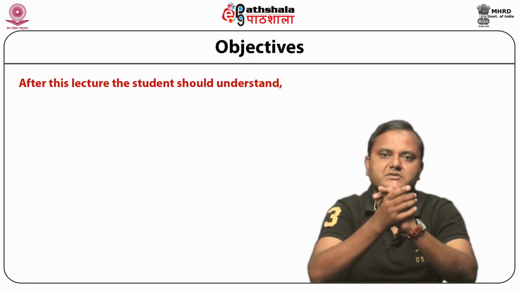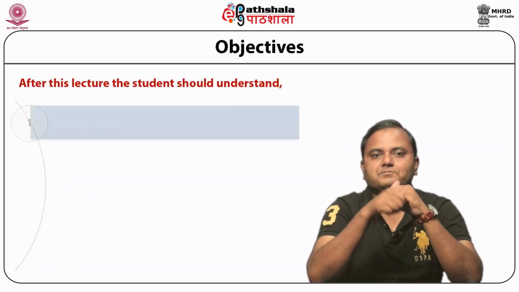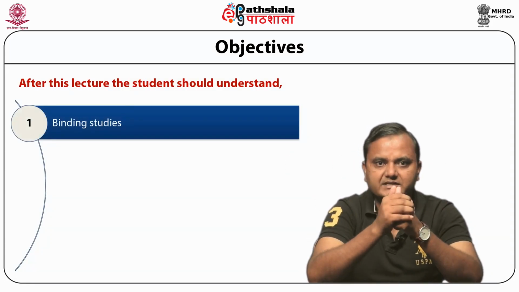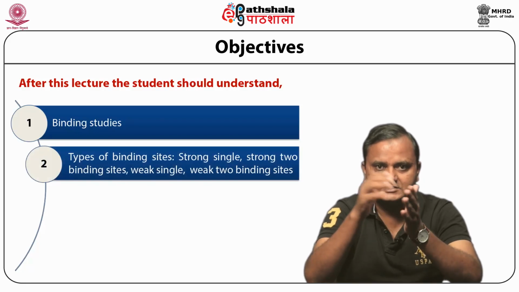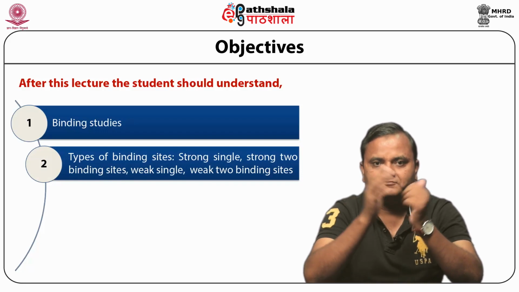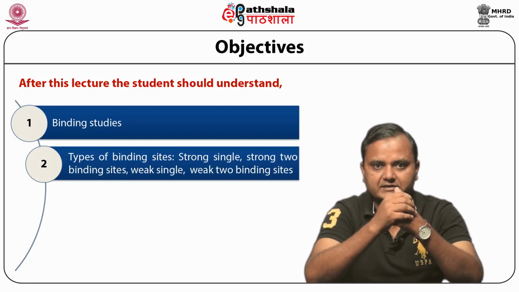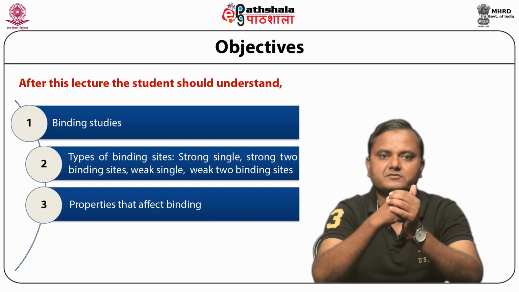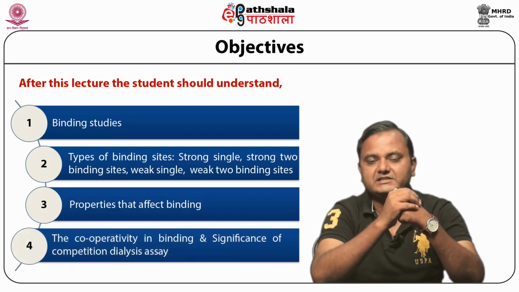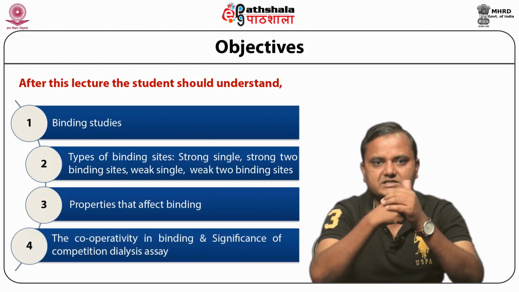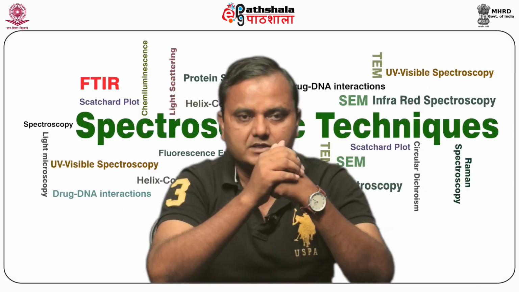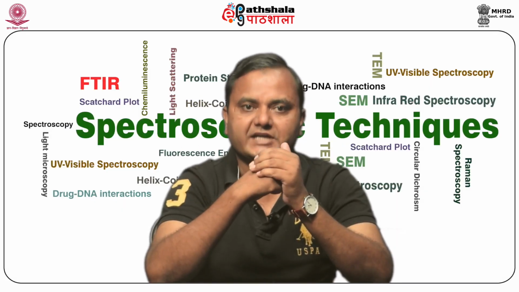After this lecture, the student should understand binding studies, how the binding studies are performed, and what the parameters used in the binding studies are. Types of binding studies such as strong single, strong two binding, weak single, weak two binding site. Then properties that affect the binding of the protein and ligand. And then we talk about the cooperativity in the binding, and at last we discuss the significance of the competition dialysis assay. So let's discuss protein ligand interaction.